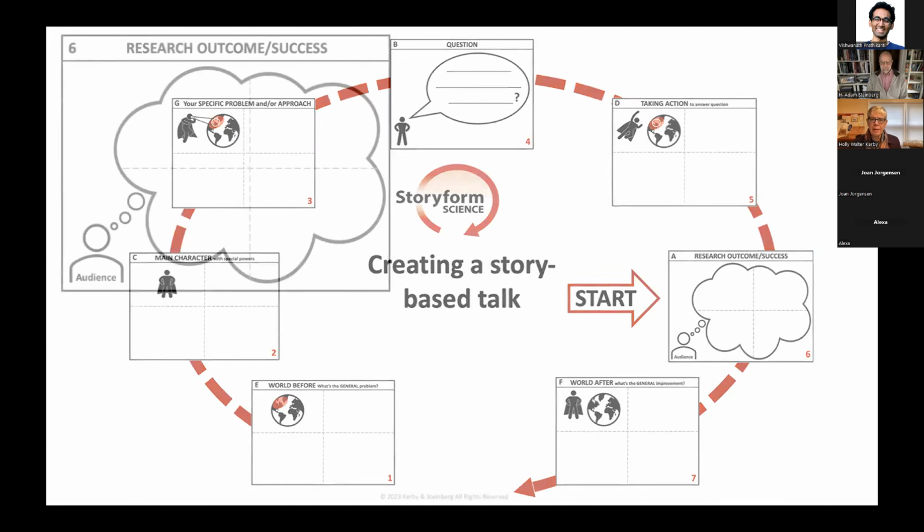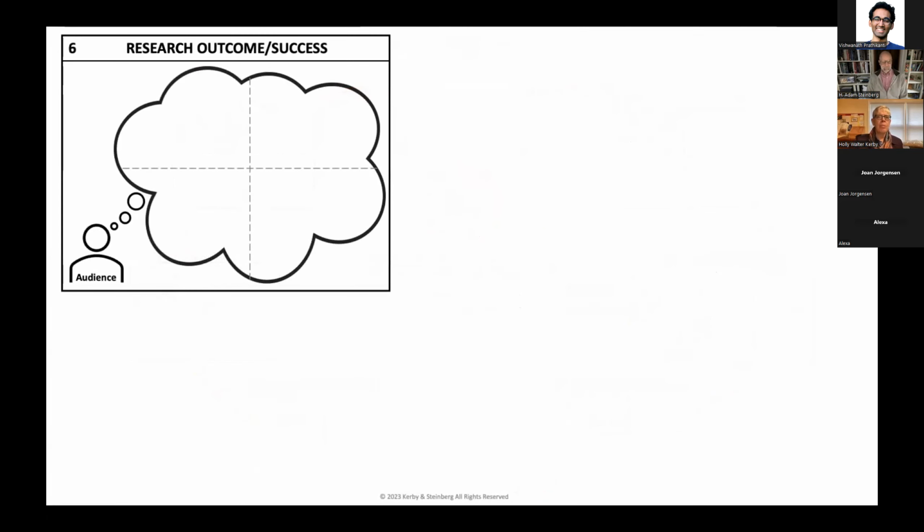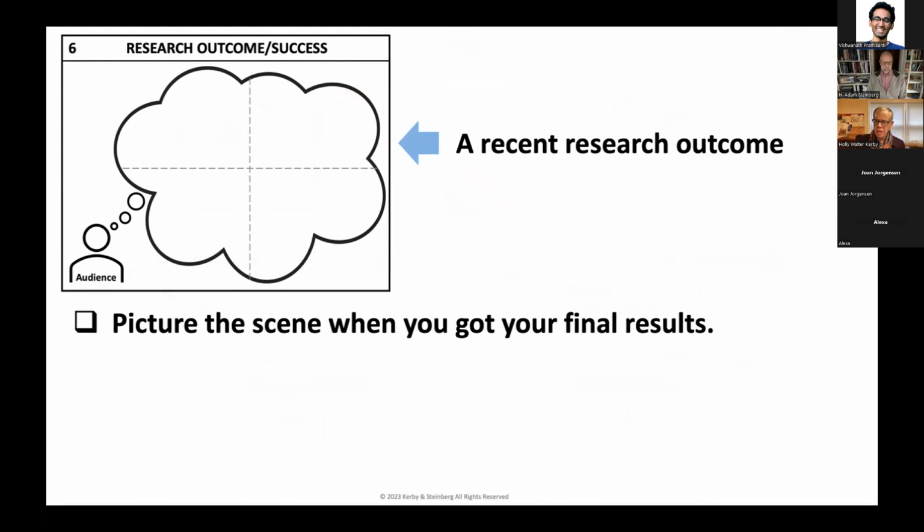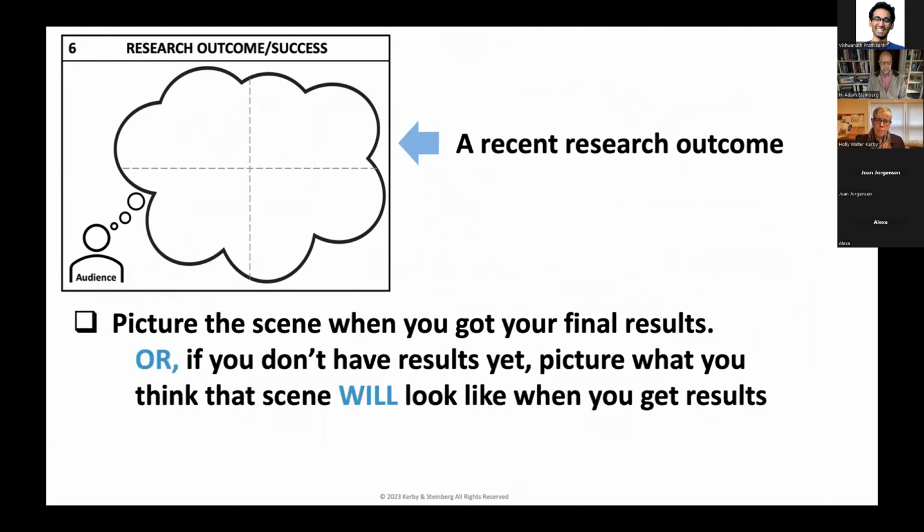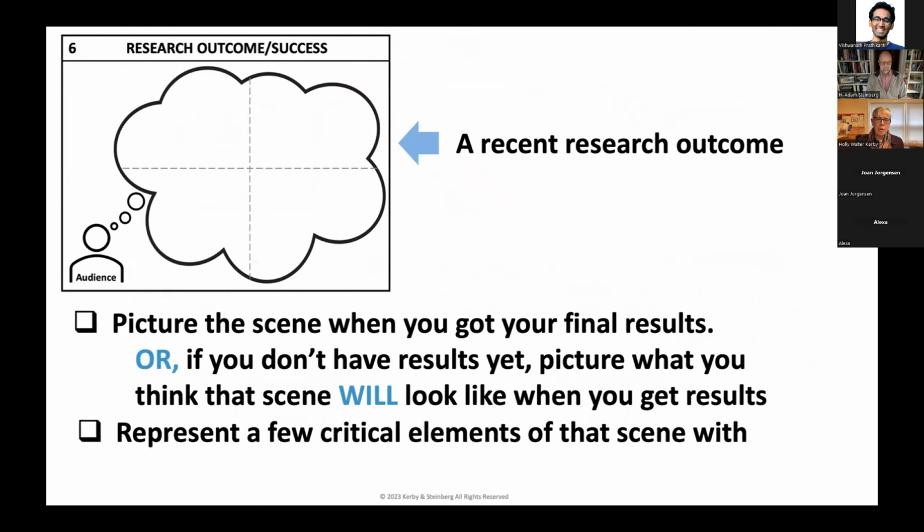So that slide is the research outcome success slide. And we ask participants to picture a scene when you got your final results, when you learned something that you really want to talk about, the reason they're asking you to talk. Or if you don't have results yet, if you're midstream, picture what you think the scene will look like when you get those results. And then represent a few critical elements of that scene in your mind with icons.